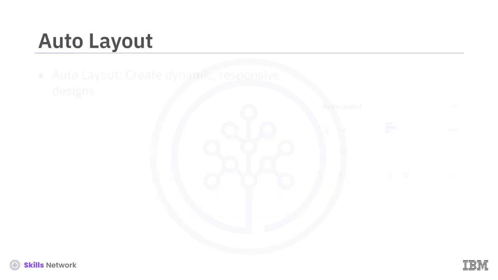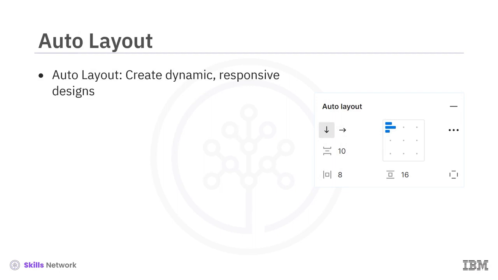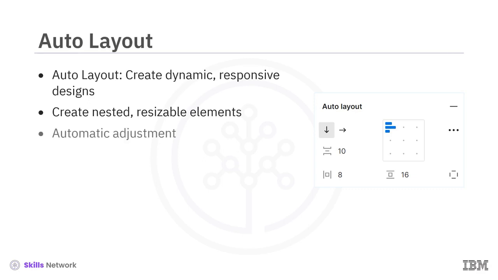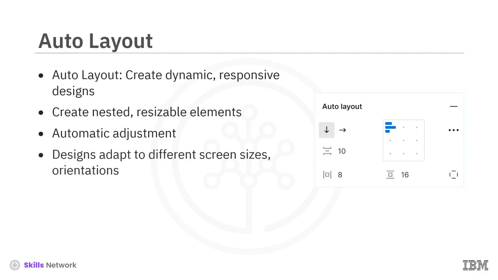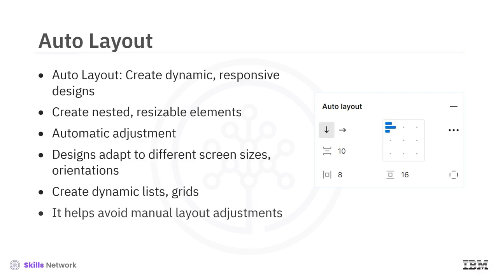Auto Layout is a powerful Figma feature that creates dynamic, responsive designs. You can use Auto Layout to create nested, resizable elements that adjust automatically based on their content and surrounding features. Create responsive UI designs that adapt to different screen sizes and orientations. Auto Layout helps create dynamic lists and grids that automatically adjust based on content. Auto Layout saves time and effort compared to manually adjusting the layout for each new piece of content.